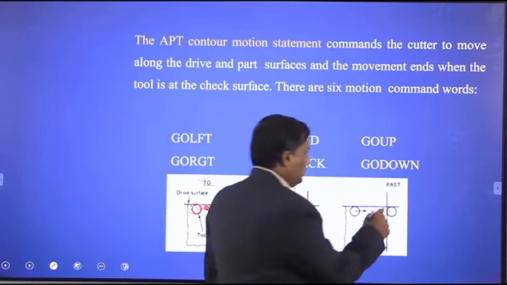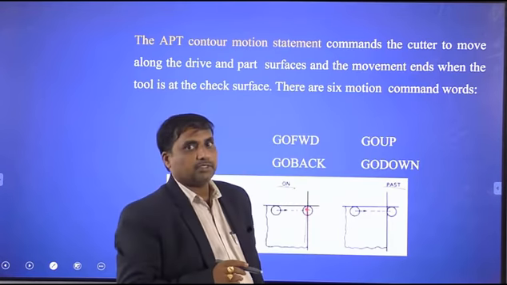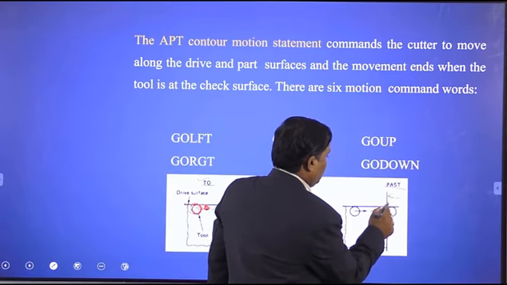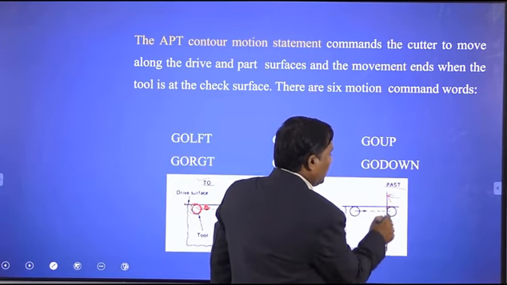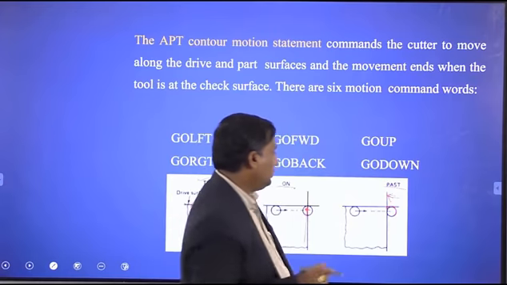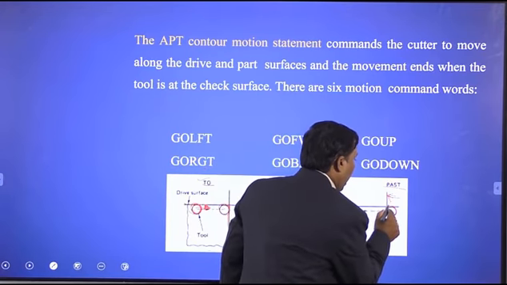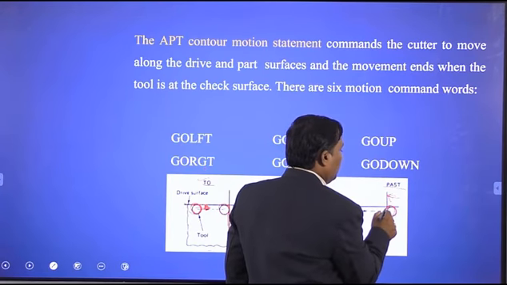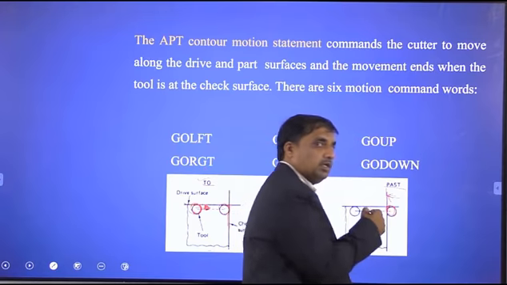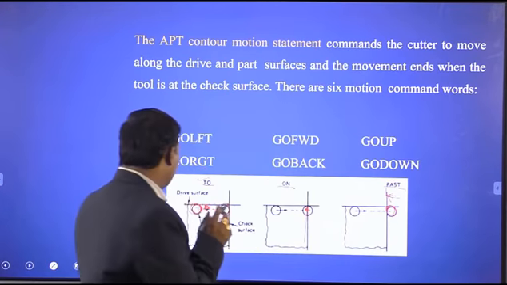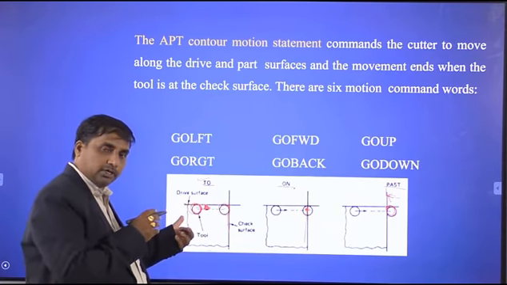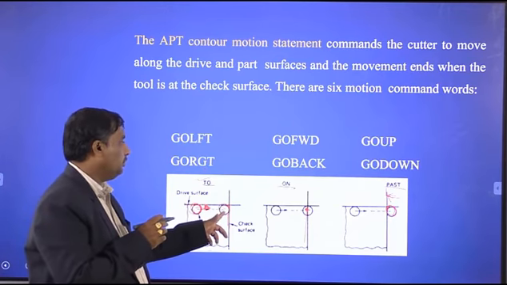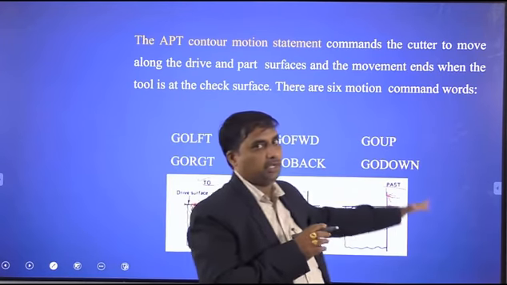And next, PAST. Past means the entire cutting tool has to pass the check surface. This one is the check. This line represents the check surface. Okay. So the entire cutter just passes the check surface. Then after passing this check surface, the cutting tool will touch the check surface in the left direction. So there are 3 cases where we have to stop the cutting tool movement along the drive surface by using the check surface. One is TO, second one is ON, third one is PAST.